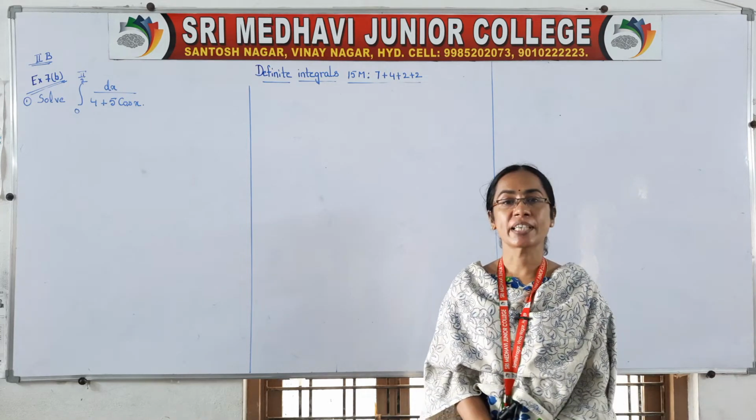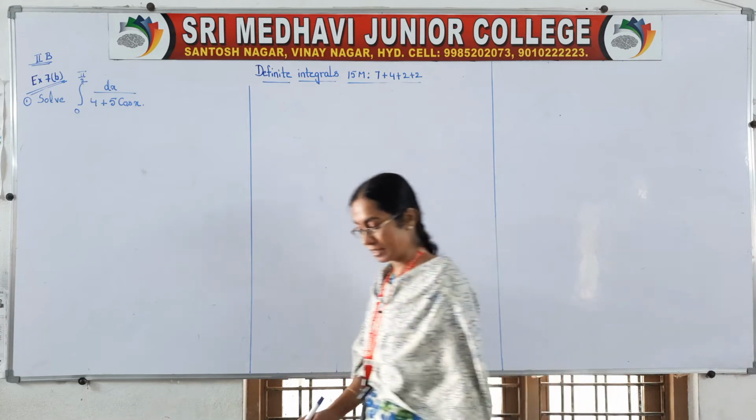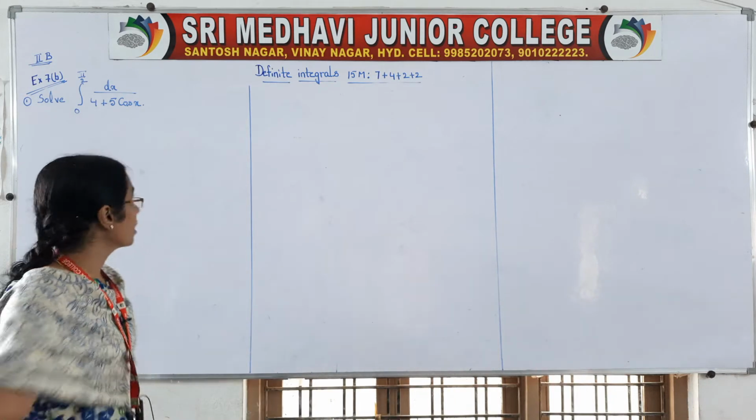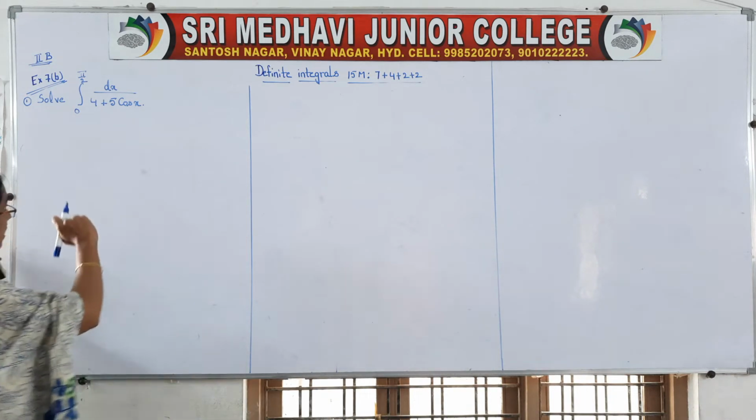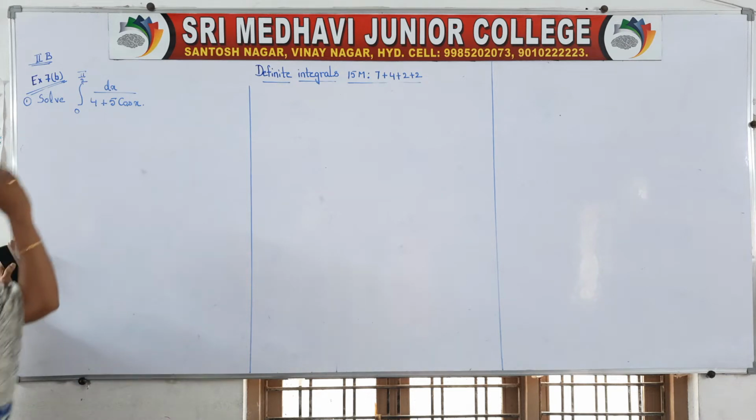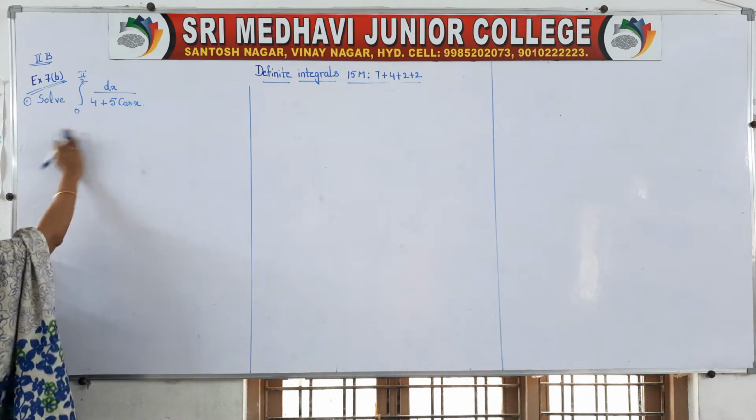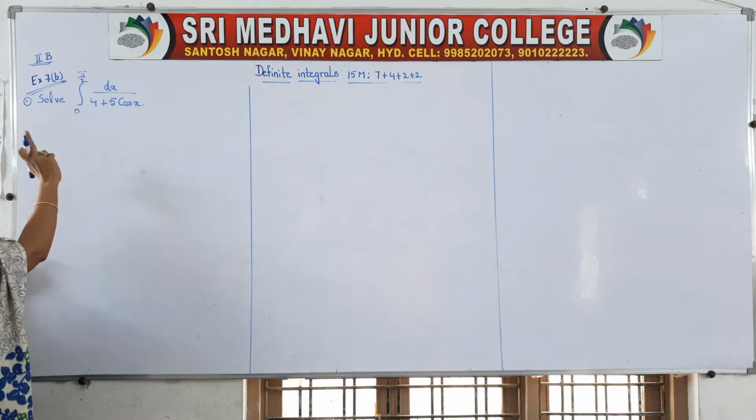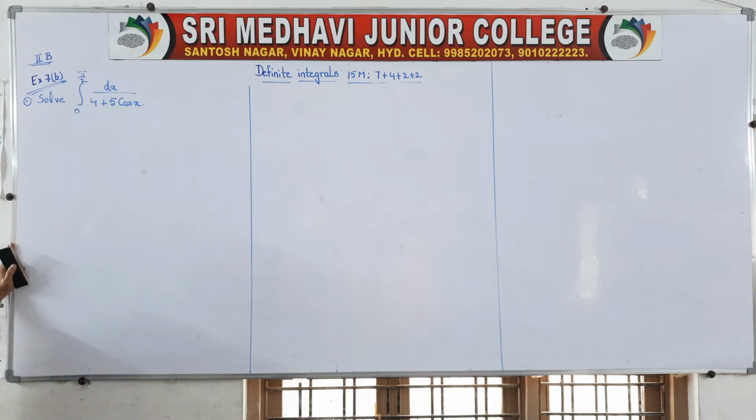Today we will solve one 7 marks problem in definite integrals. So how will we solve that 7 marks problem? Observe carefully. This is your given problem: solve the integral from 0 to pi by 2 of dx by 4 plus 5 cos x.